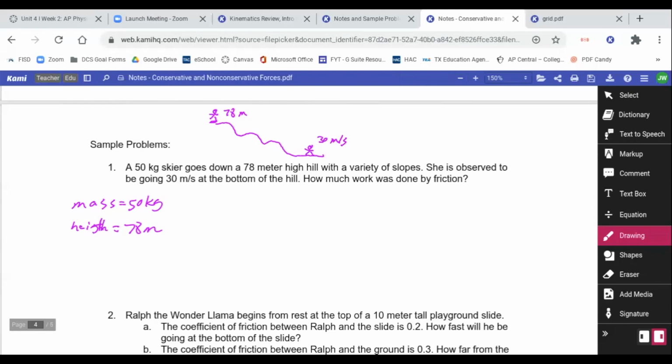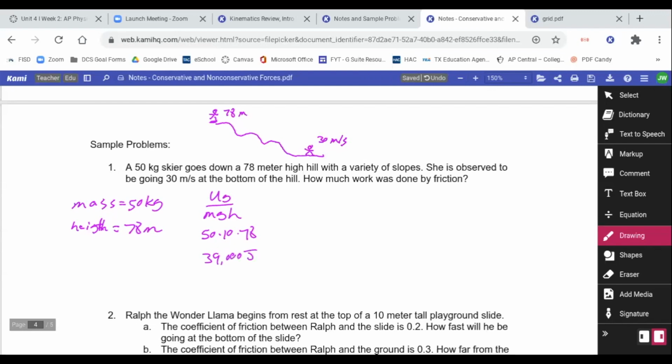Okay, cool. At the beginning, it's all about gravitational potential, which is mgh. In this case, that would be 50 times 10 times 78. And my handy dandy calculator, I've got 50 times 10 times 78. I got 39,000. So she has 39,000 joules of energy chilling up there.